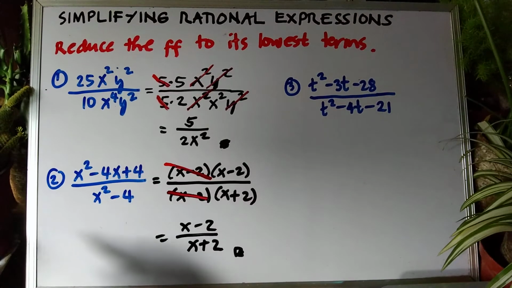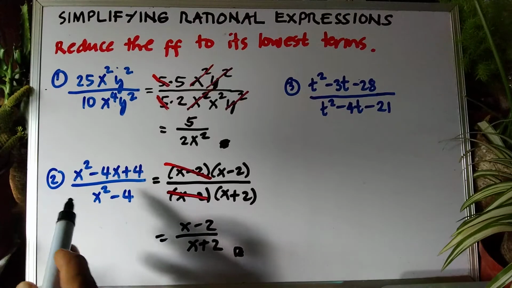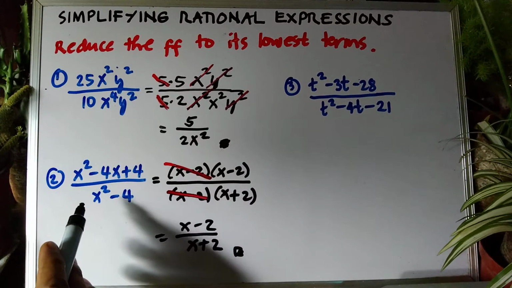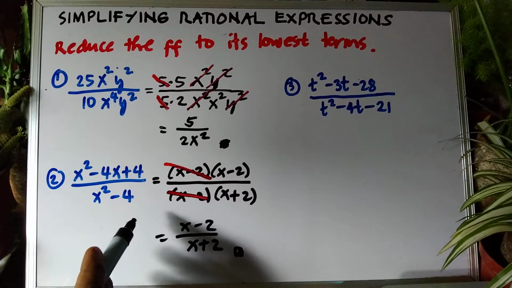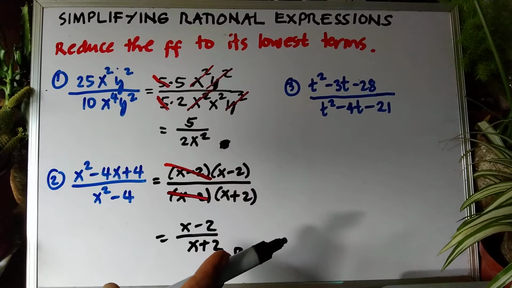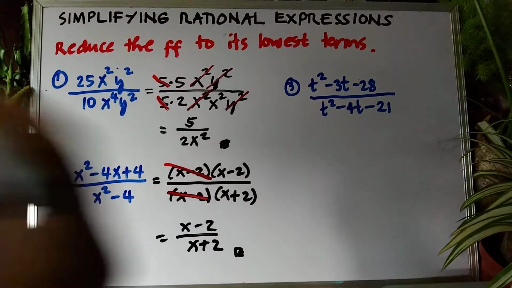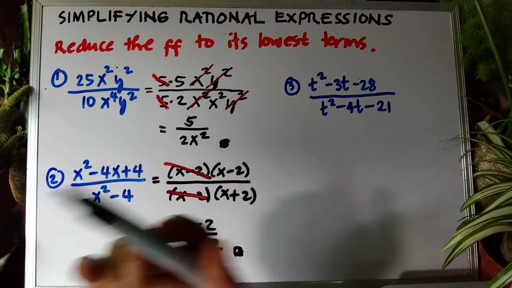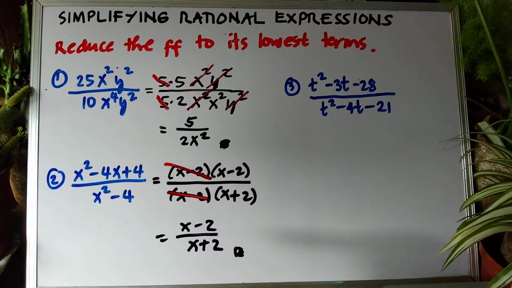Okay, let's move on to number 3. I hope you've learned something from number 2. Take note, if the numerator and the denominator consist of polynomials, you need to factor them, para makita nyo kung ano ang pareho sa numerator at saka sa denominator. Okay, number 3: t squared minus 3t minus 28 all over t squared minus 4t minus 21.